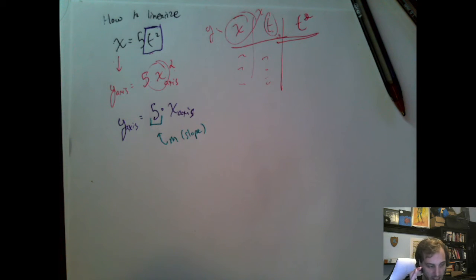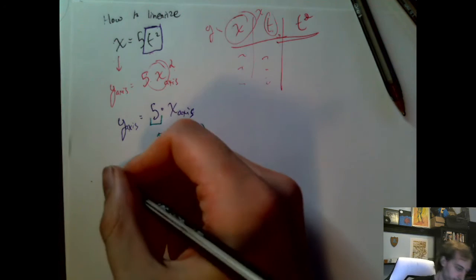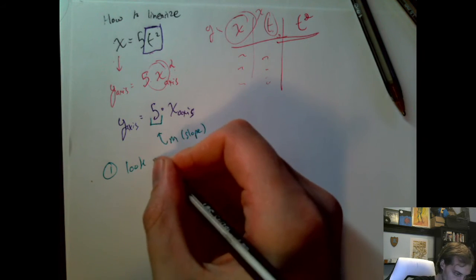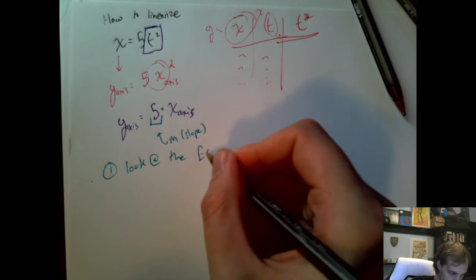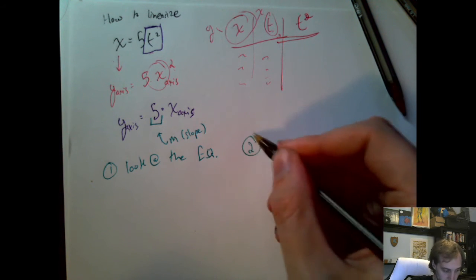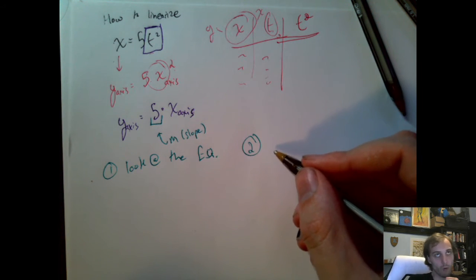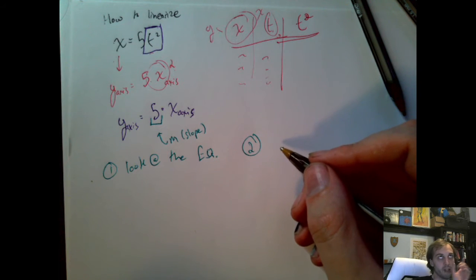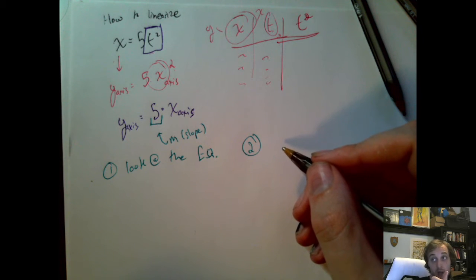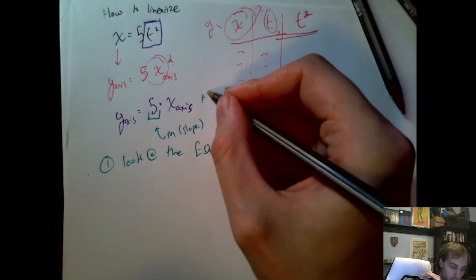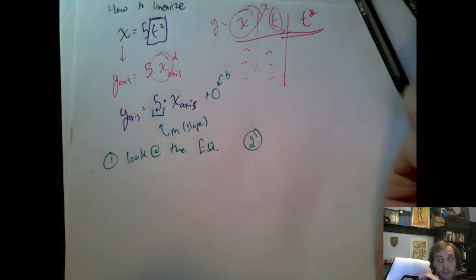So our goal in this is to look at the equation, and once we've looked at the equation, figure out what you need to replace with y's and x's so that you'll be left with y equals mx plus b. In this case, our plus b is plus 0. So 0 would be our intercept.